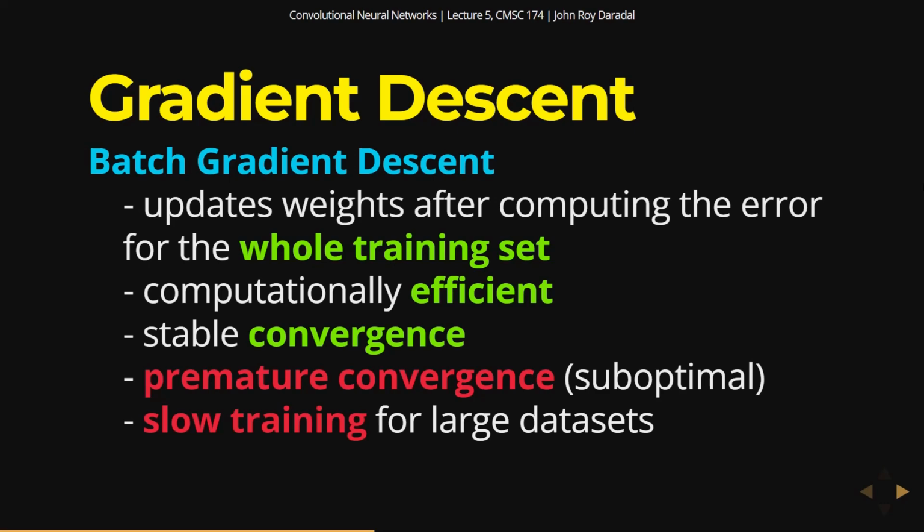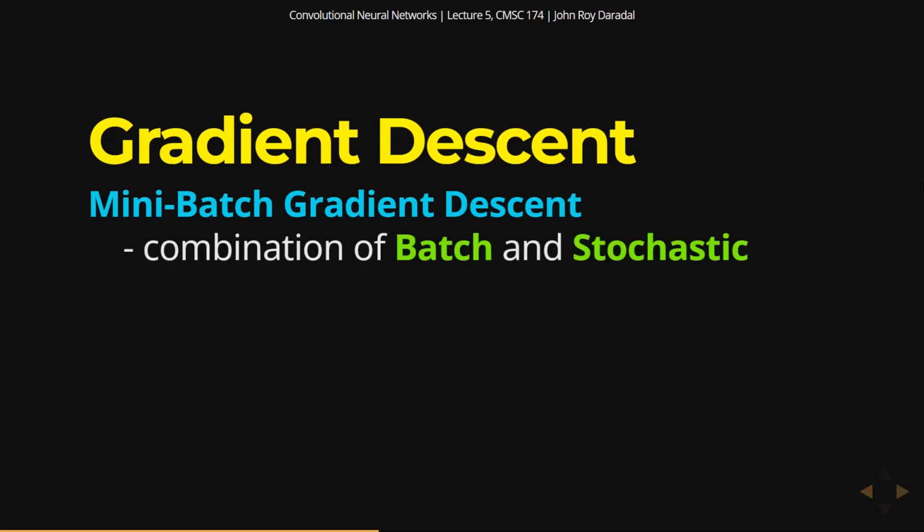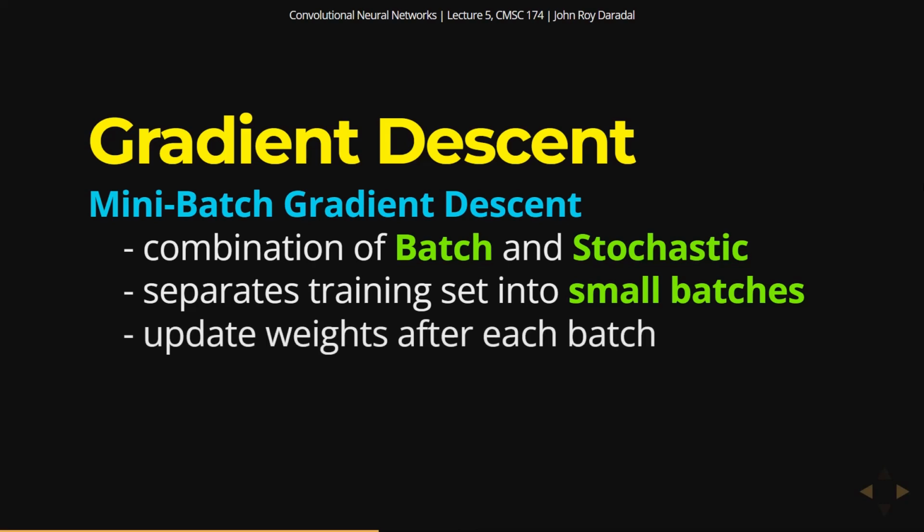So that is the first two, and the third one is a combination of stochastic and batch gradient descent, and that is the mini batch gradient descent. So instead of doing updates for each sample or doing the updates after you've looked at everything, what you do is you separate the training set into small batches and you do the update of the weights after each batch.